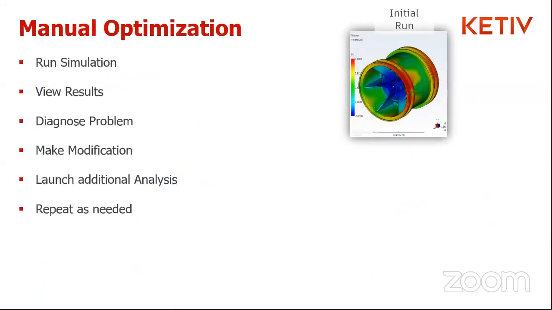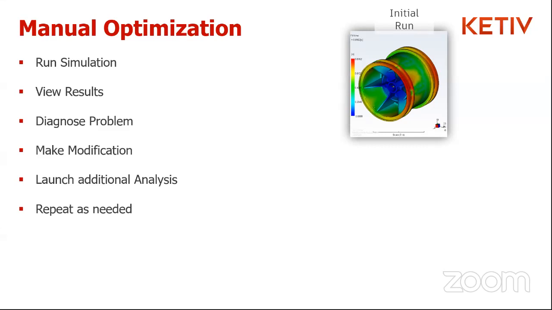Now, as I mentioned, optimization is fairly manual, right? So you measure a quantity, you understand it, analyze it, and then you improve it. And then you keep going through this process until you're happy. So typically, a manual optimization, we'll talk about this with respect to Moldflow now, with respect to injection molding.